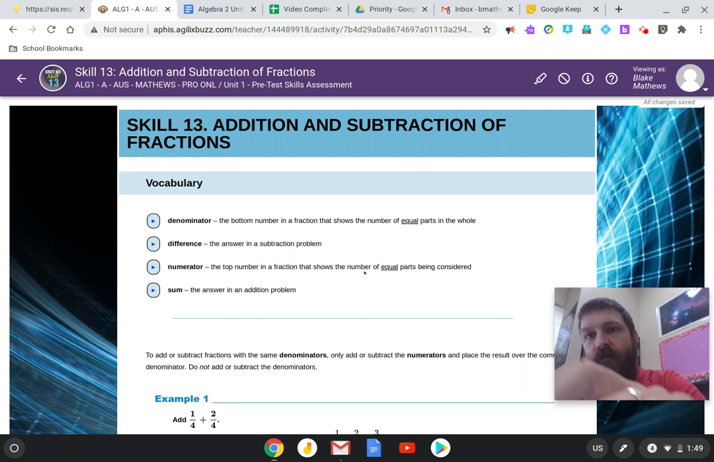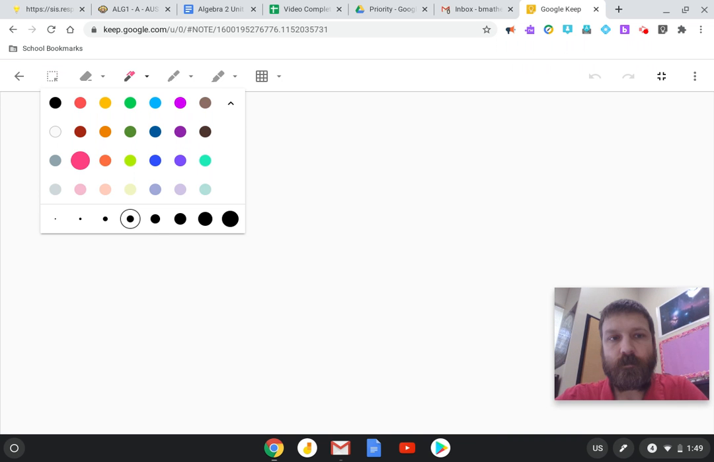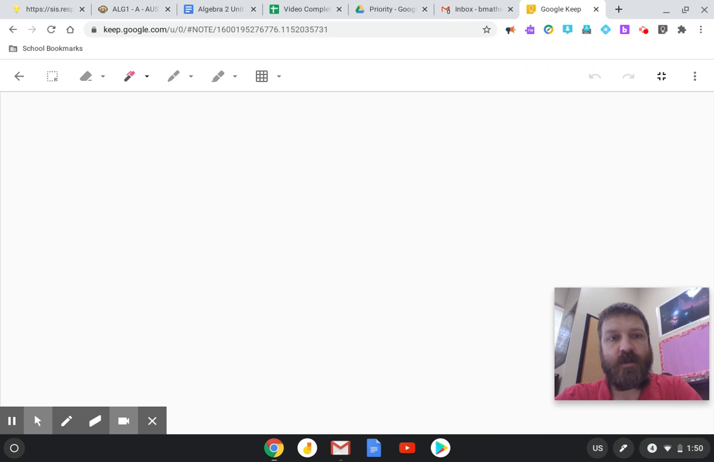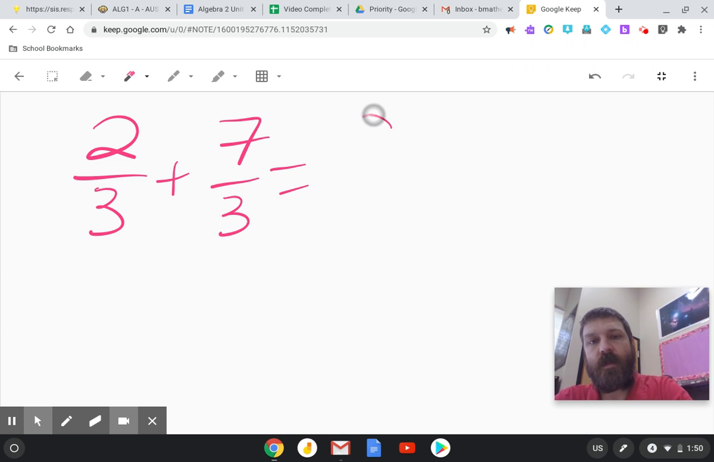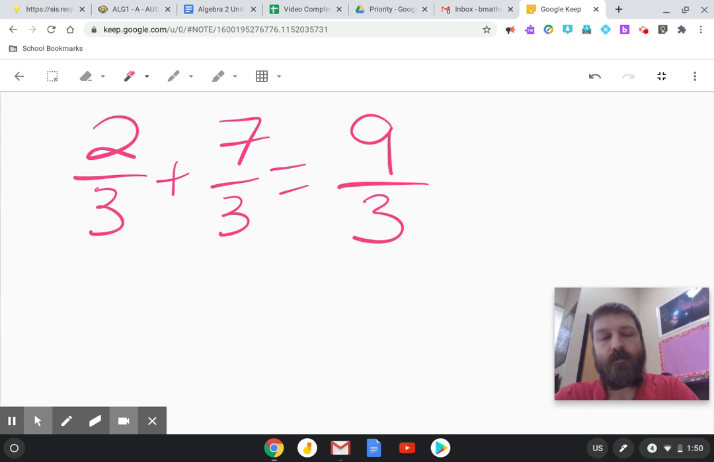In order to add fractions together, they have to have the same denominator. So if I were to add 2/3 and 7/3, they make 9/3 because they're all in terms of thirds. So the fact that these are the same makes it okay for me to just add them together.